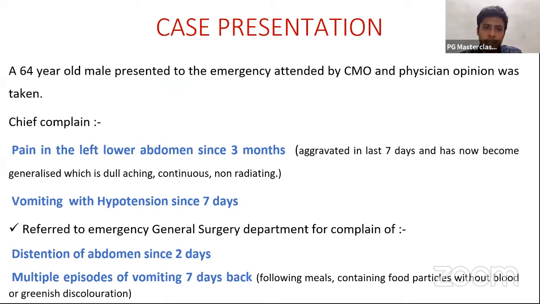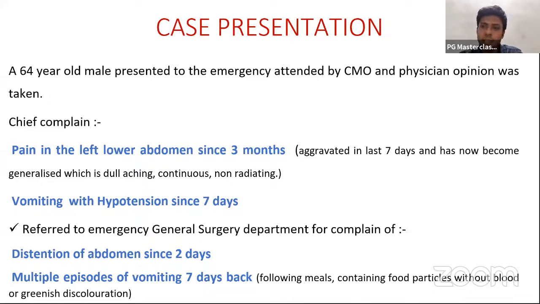A 64-year-old male presented to the emergency and was attended by the CMO and a physician. Opinion was taken with chief complaint of pain in the left lower abdomen since 3 months, which has aggravated in the last 7 days and now has become generalized, which is dull aching, continuous and non-radiating. He also gives history of vomiting. On examination the patient's vitals showed hypotension.